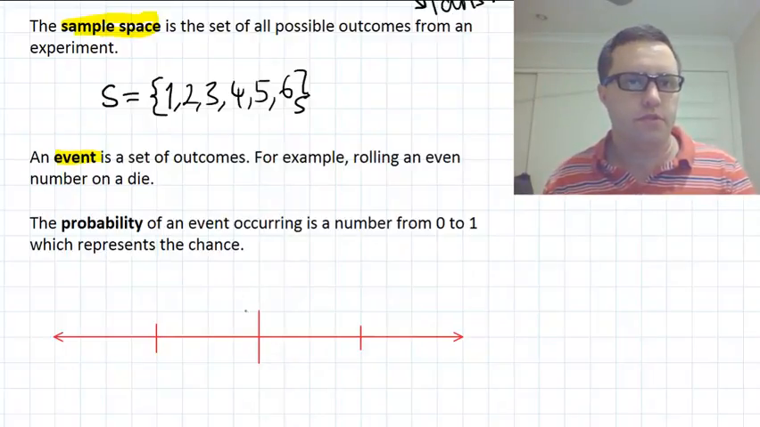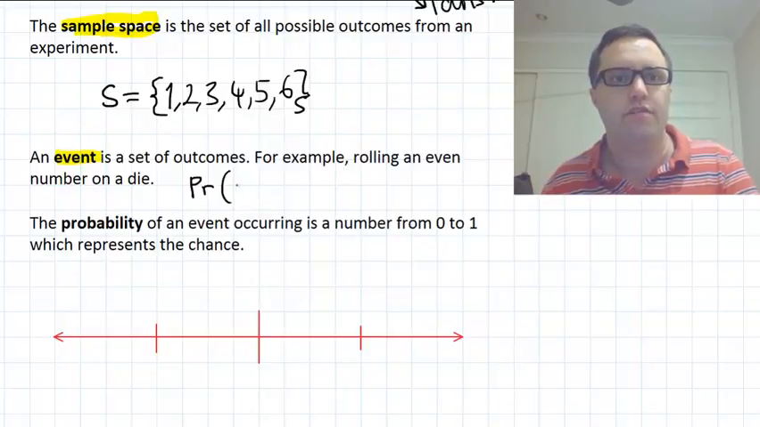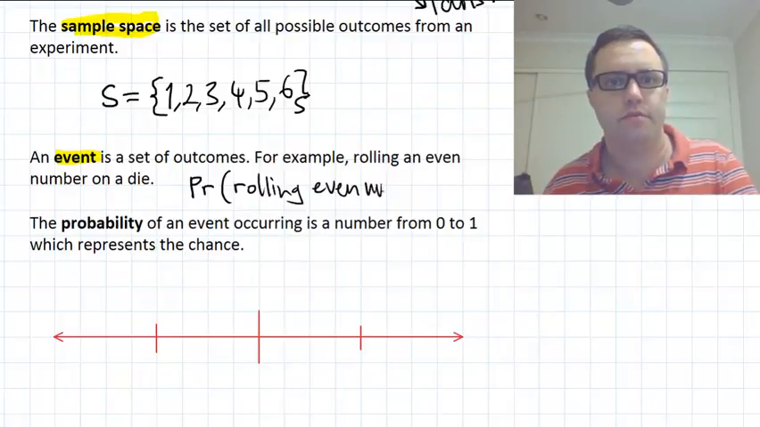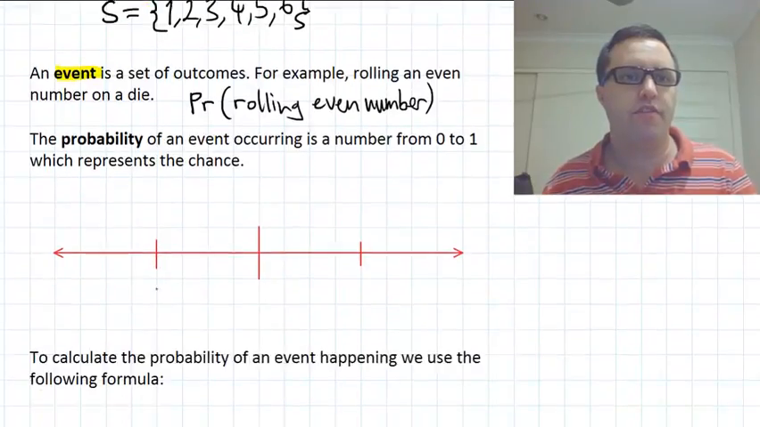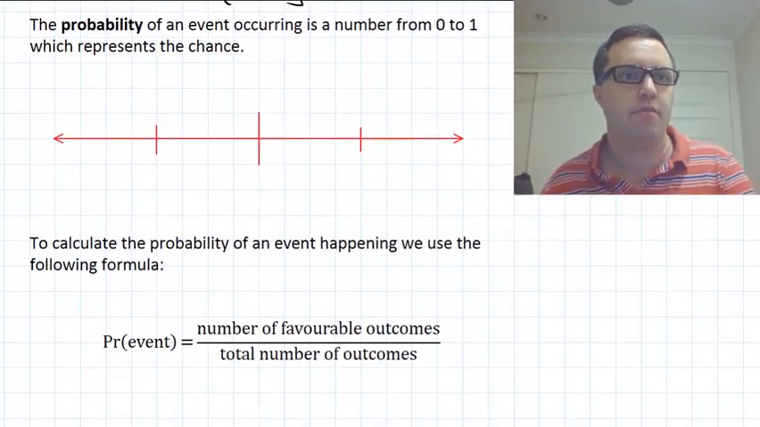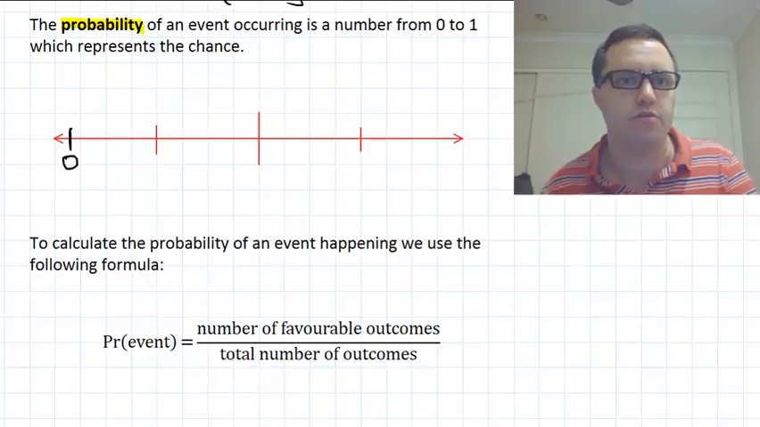We would write that with Pr for the probability of the event. So it could be the probability of rolling an even number. Now, when we finally do measure the probability of some particular event occurring, it is some number from 0 to 1, which represents the chance. So our probability can't go any lower than 0, nor can it go any higher than 1.